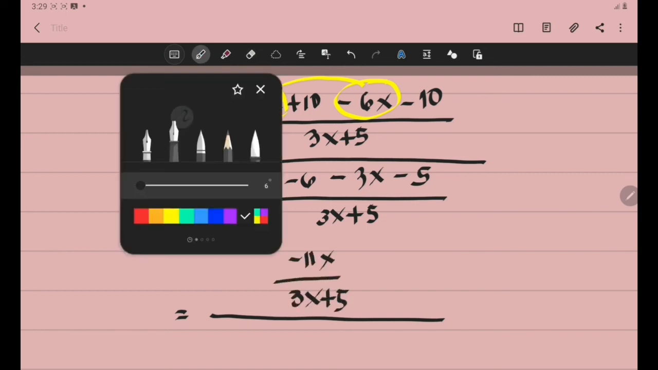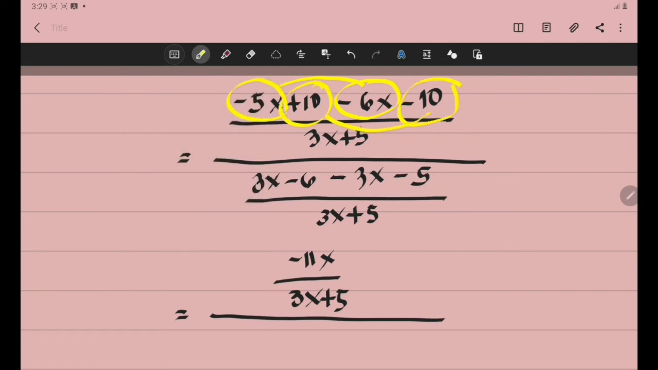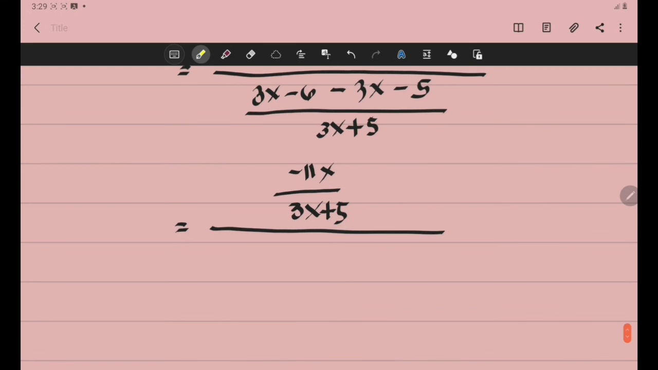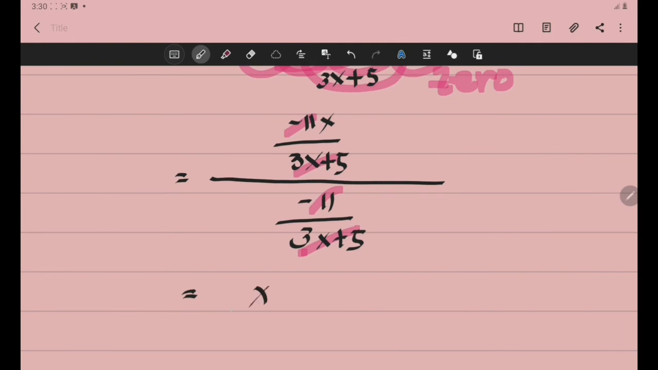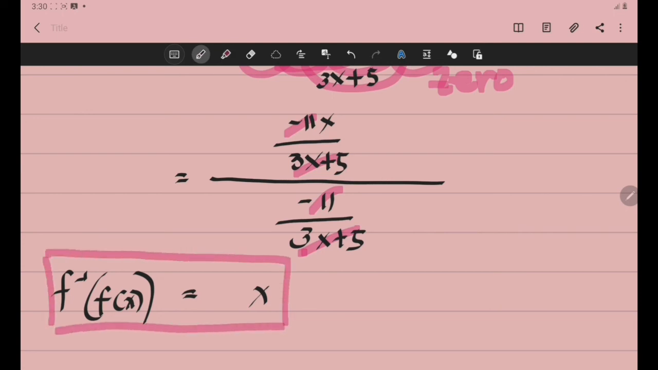Okay, so we now have negative 11x all over 3x plus 5 all over. Denominator naman pag sinimplify natin, so si 3x minus 3x ay 0 na. And then si negative 6x minus 5 is now negative 11. So we have negative 11 all over 3x plus 5. Kapag ganito mga anak yung operation natin, complex fraction kasi division ang operation. So we will just have to reciprocate natin yung denominator, tas i-multiply na natin. Kaya ang nakuha natin dito ay x. Natin yung third property that f inverse of f of x is equal to x.